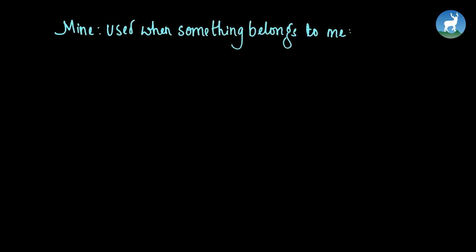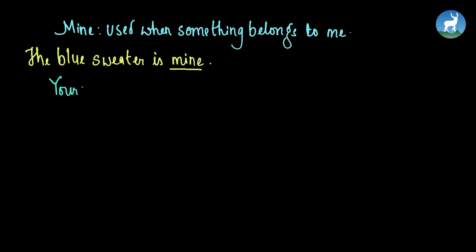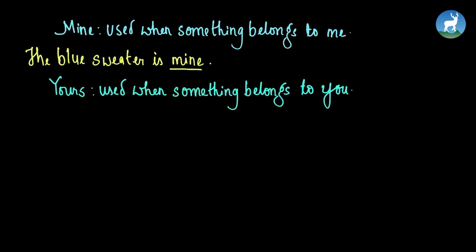Here, mine. Mine is one of the possessive pronouns that is used when something belongs to me. Let's take an example for the possessive pronoun mine. Let's say the blue sweater is mine. So here it means that the sweater belongs to me. Okay? So I am telling that the blue sweater belongs to me by using the word mine. Likewise, there's another possessive pronoun that you can use, and that's yours. This possessive pronoun is used when something belongs to you.